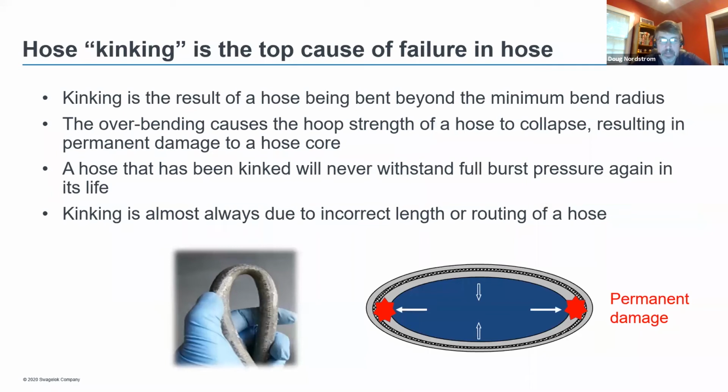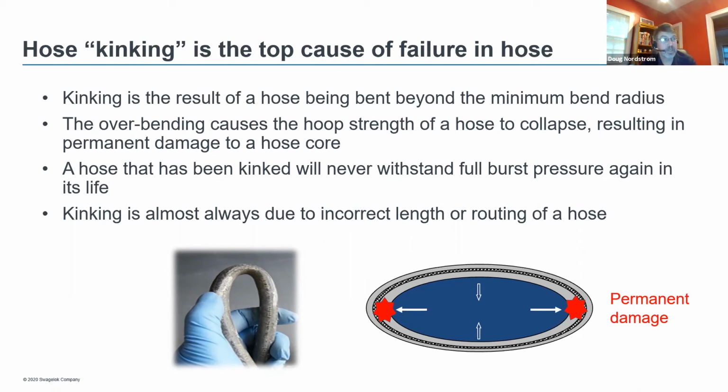Just to make sure we're all on the same page, what kinking means is that you've bent it beyond the point of elastic deformation. So it's now plastically deformed, and as the hose bends, as you see in the picture, it becomes oval, and that stretches the material more and more to the point where the sides of the hose are permanently damaged.